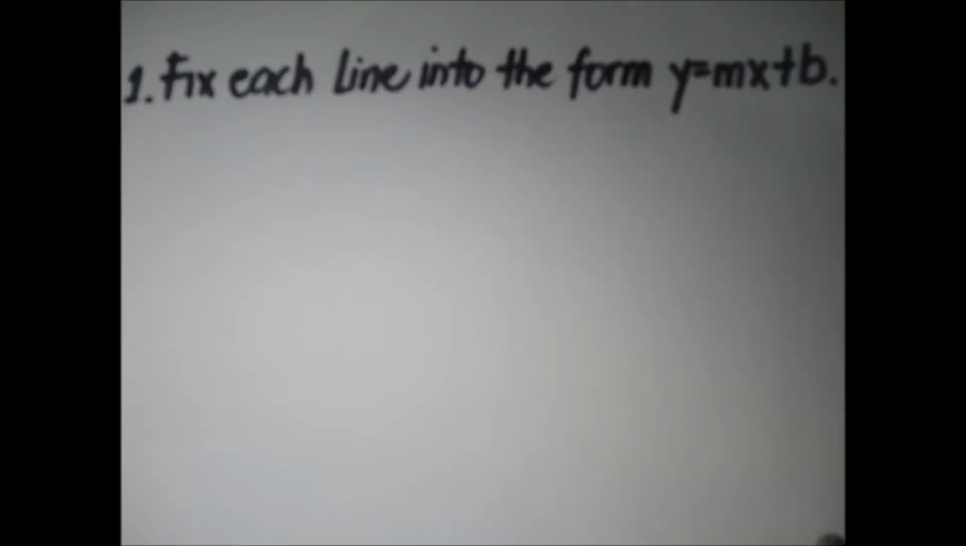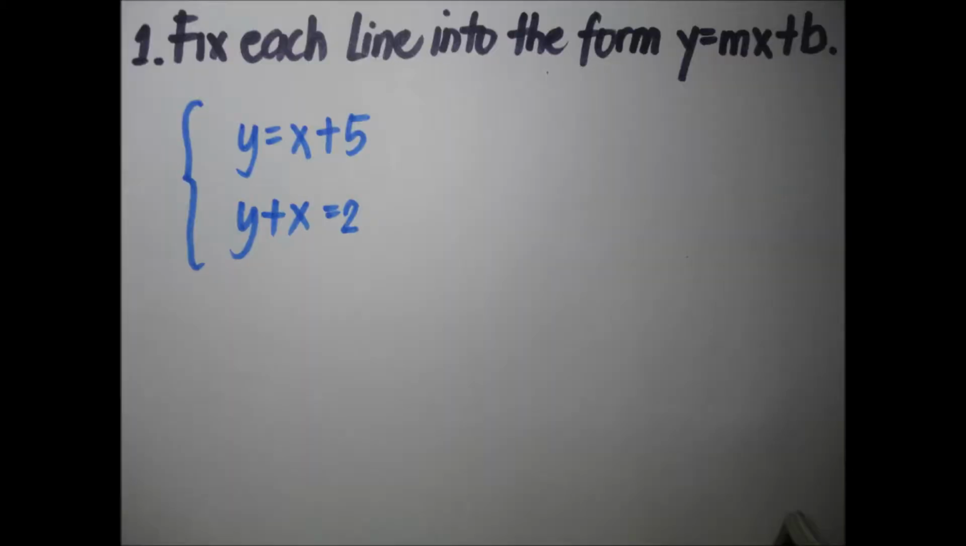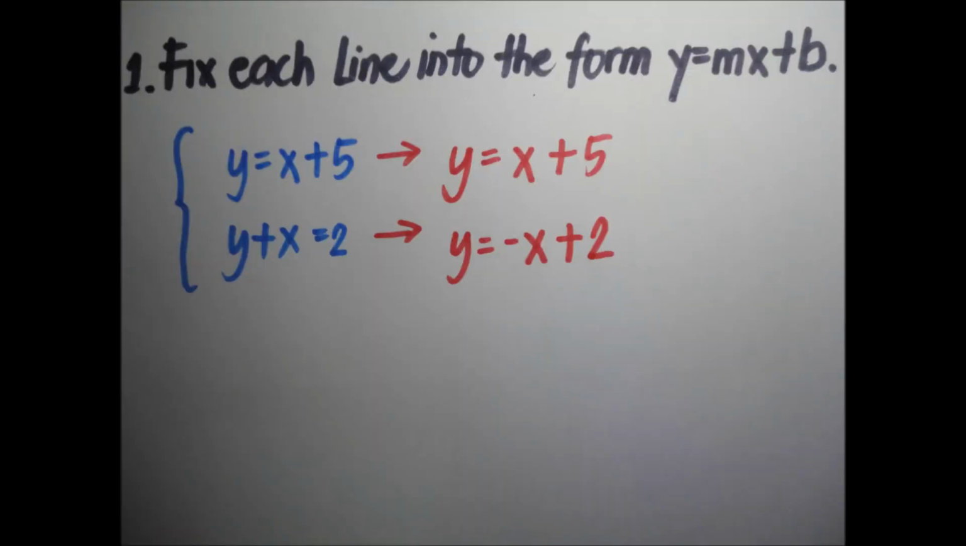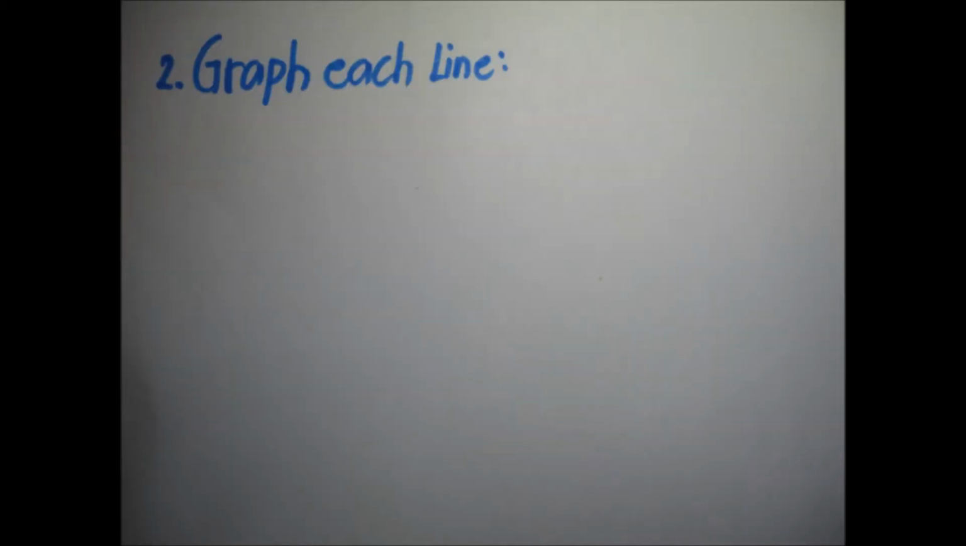The first thing you need to do is to fix each line into the form y equals mx plus b. So y equals x plus 5 and y plus x equals 2 will now become y equals x plus 5 and y equals negative x plus 2. The next step would be graphing each of the lines.